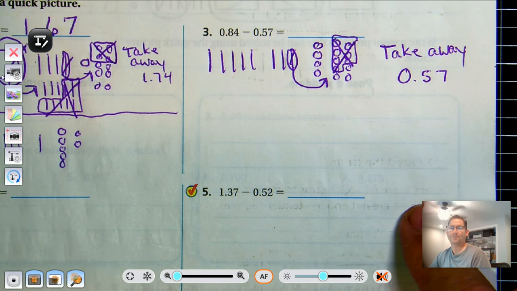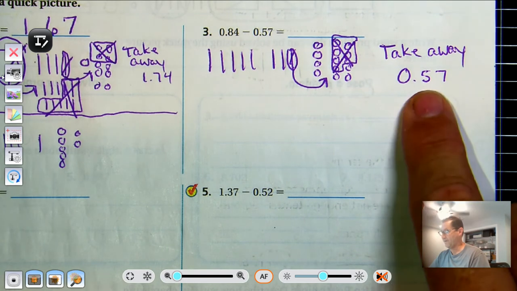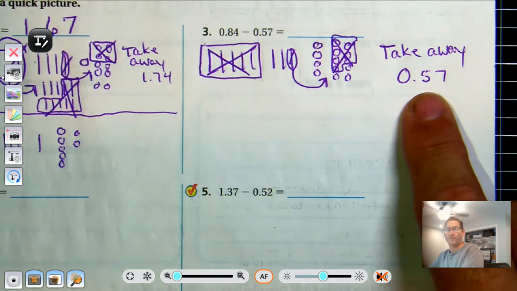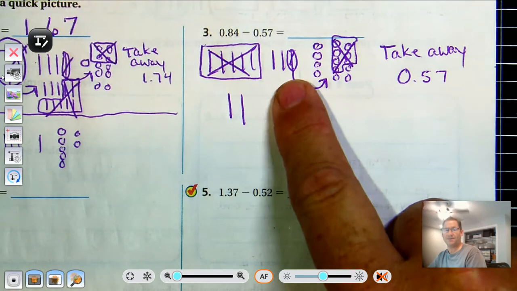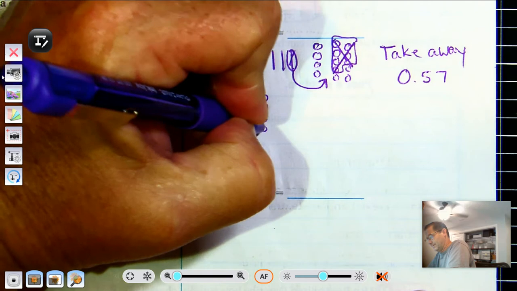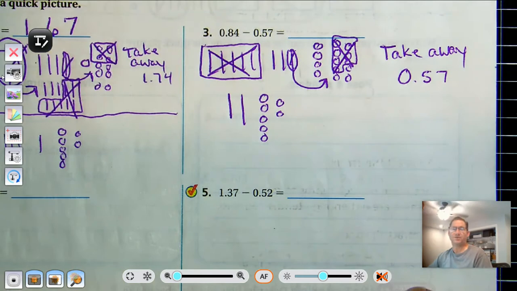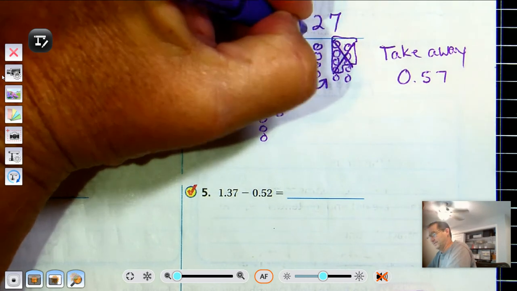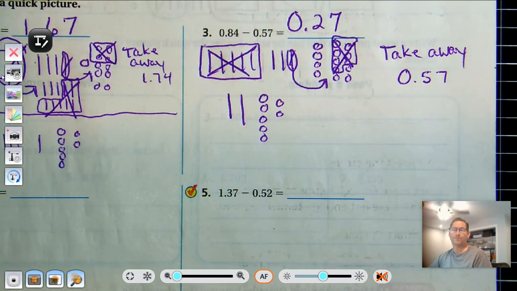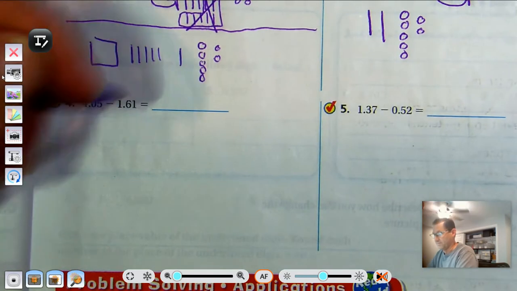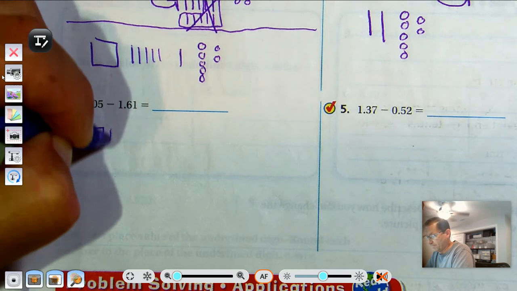We're taking them away. Now we have to take away 5/10. Can we take away 5/10? Yeah, this is 5/10 right there. All right, what are we left with? We're left with 2/10 and 2, 4, 6, 7 hundredths. So our answer is 27 hundredths. Number 4. 4 and 5 hundredths.